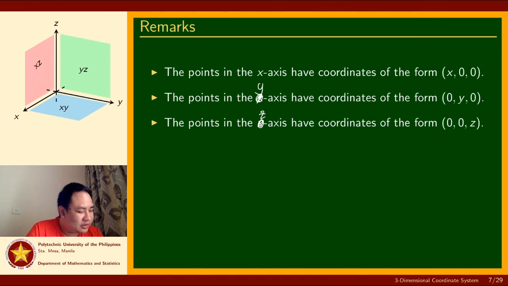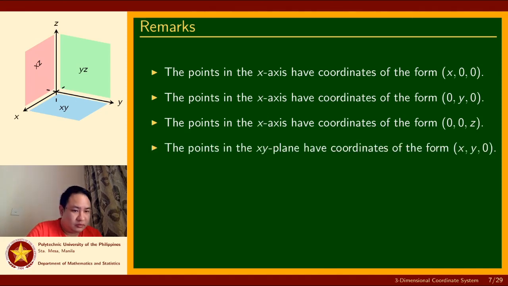The points in the z-axis have coordinates of the form 0, 0, z. The points in the xy plane have coordinates x, y, 0. Here, the z coordinates are all 0.